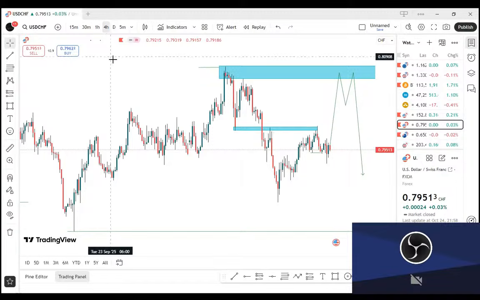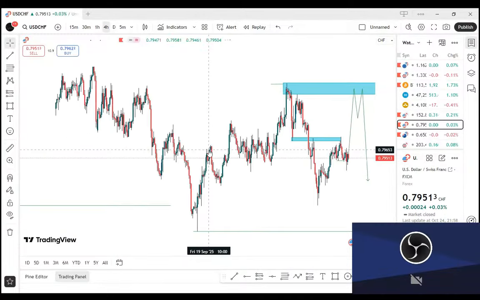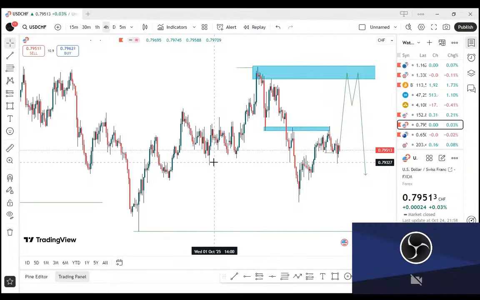I mean, minor pullback. Okay, these are minor pullbacks. Look at the minor pullbacks, all these small minor pullbacks. This is a minor pullback. All these are minor pullbacks. Then the major pullbacks are the ones I'm marking. Those are my key zones.